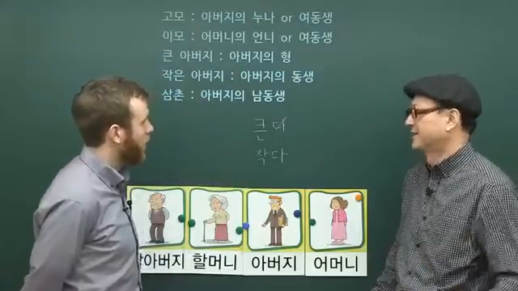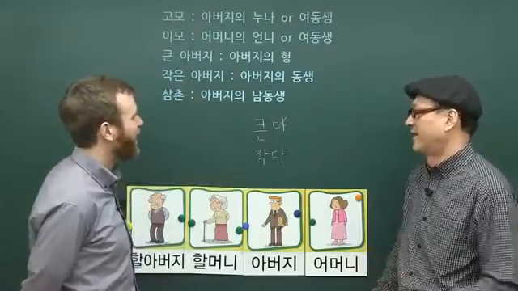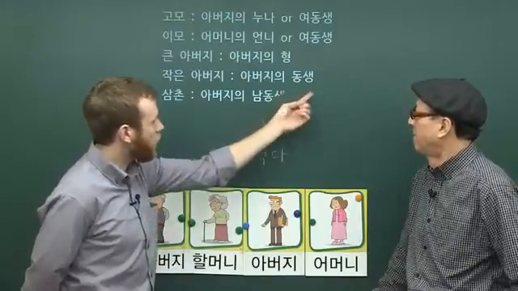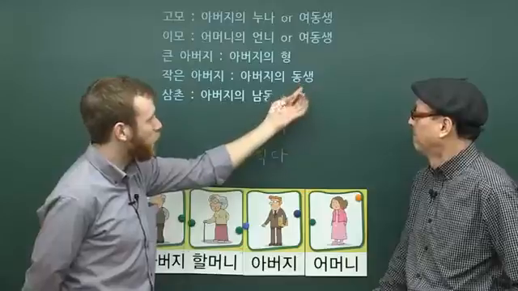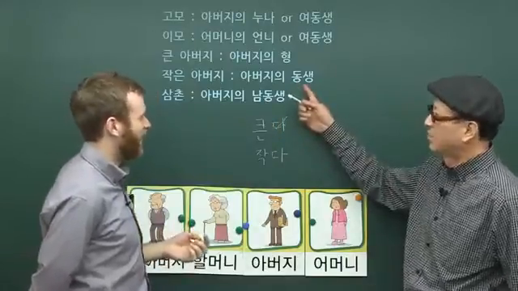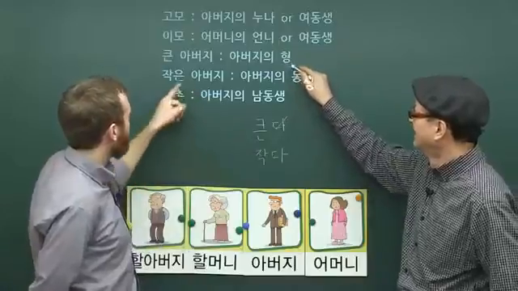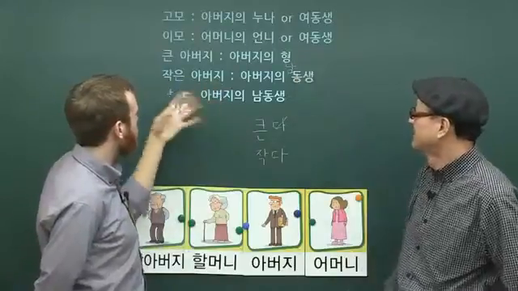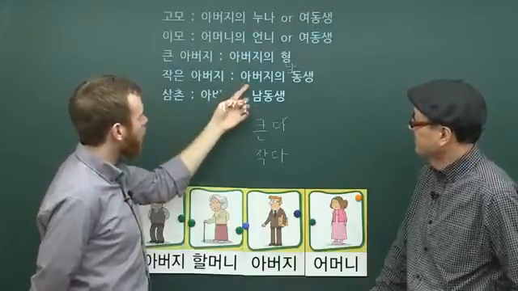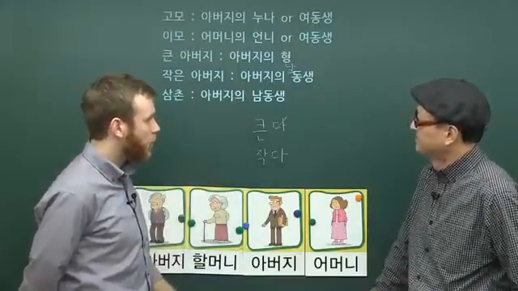But he's married. That's why 아버지 is there. And in this case, 동생 specifically 남동생. 아버지의 남동생이에요. So we say 작은 아버지, or small father or younger father, and that refers to an uncle who's younger than my father.